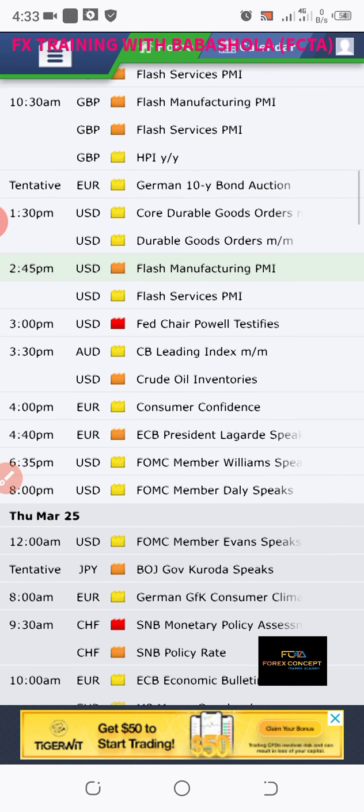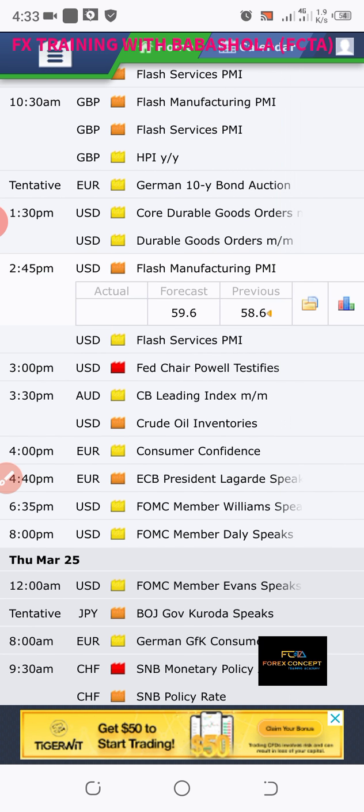On the same day, USD will also release its flash service manufacturing PMI and is expected to increase. So I will advise you to buy USD until the news is released. But if the news is released and is even higher than the forecast, hold your buy trade. However, if the news is released and is lower than the forecast, then close your buy trade and open a sell trade.